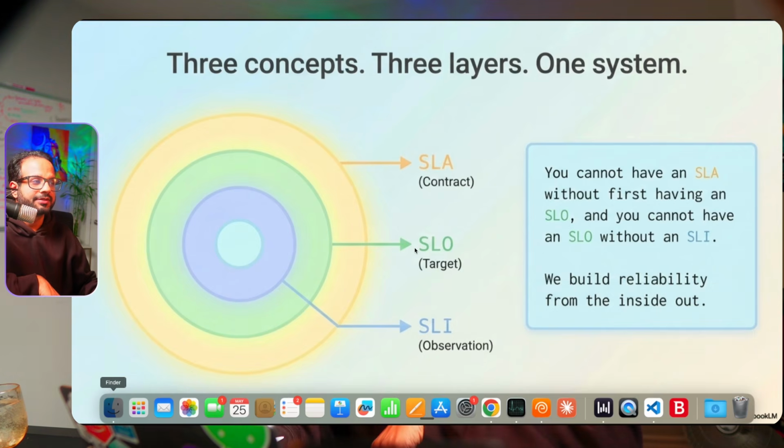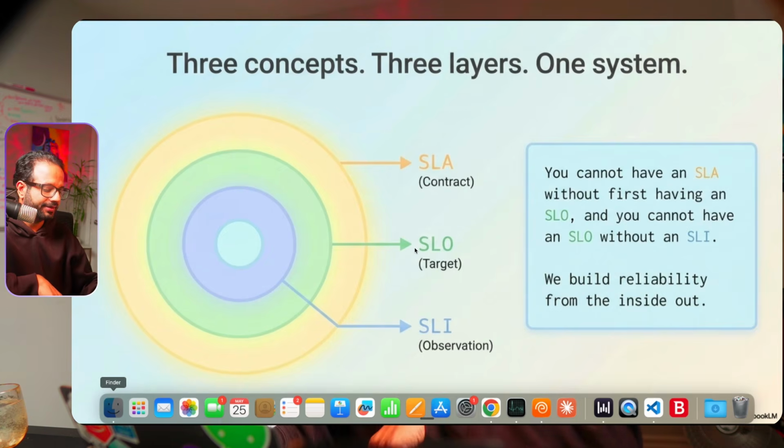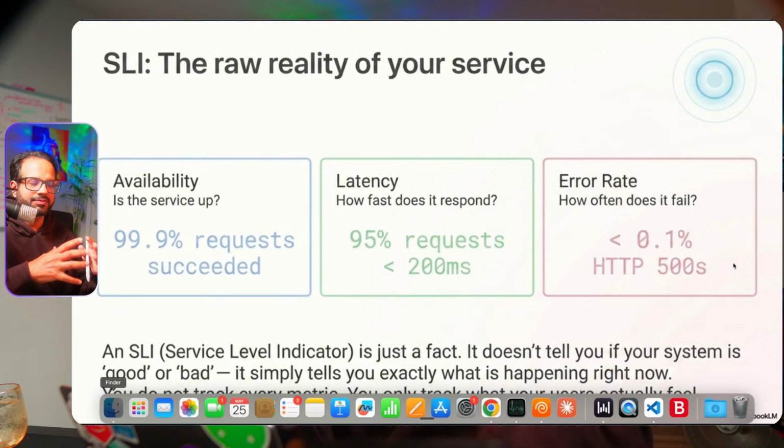Okay, so it's like reliability built from inside out. You first set SLI, then SLO, then SLA. Okay. Now when it comes to SLI, which is the raw reality of your service, we have different concepts, right? There is availability, there is latency, there is error rate.